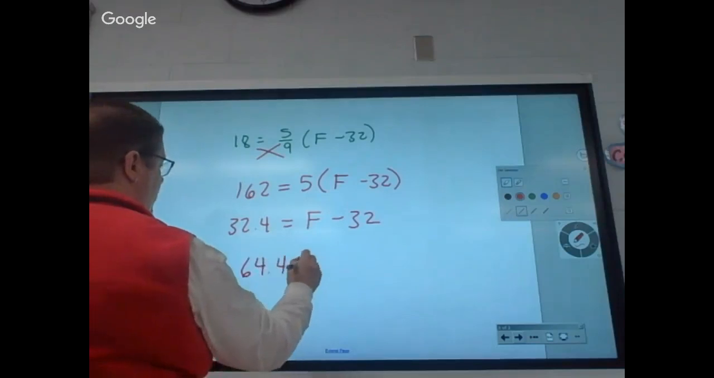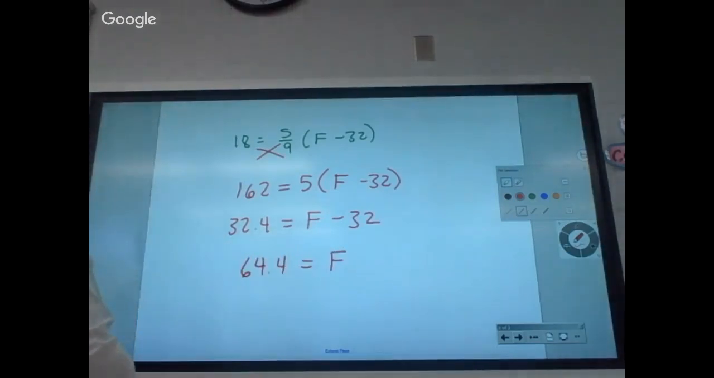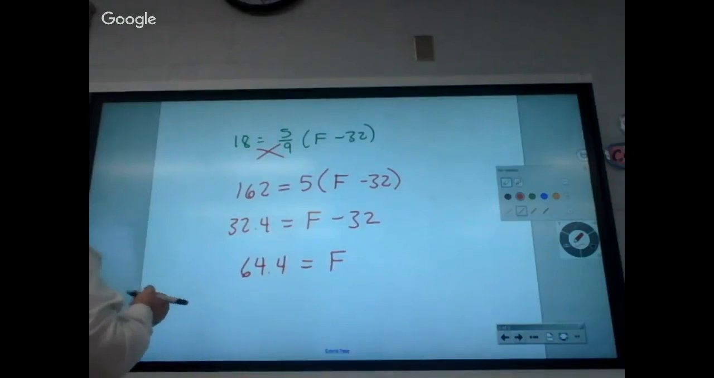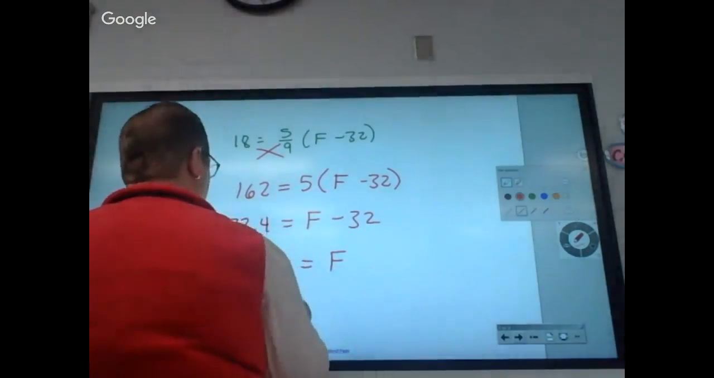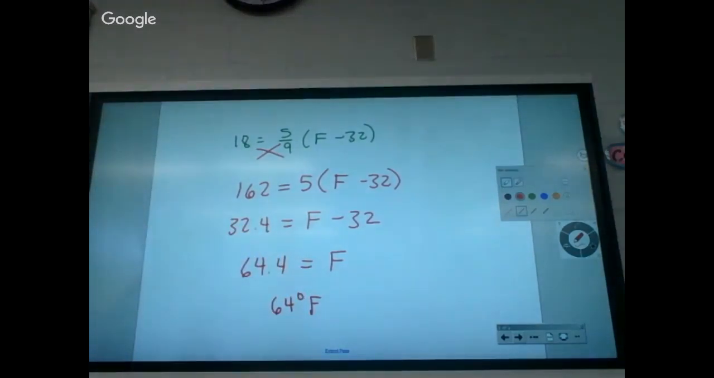64.4 equals F. All right, I had a whole number of 18. So for my significant digits, I need only how many? 2. So 64 degrees Fahrenheit. Questions?